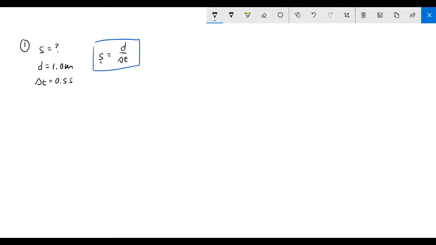Now let's put all the numbers in. So we have speed equals, the distance is 1 meter, and the time is 0.5 seconds. Notice I'm keeping my units in my work. 1 divided by 0.5 is 2, and the units are meters per second. So the units here are the same as the units that we have in our answer. So the answer to our first practice problem is simply 2 meters per second.